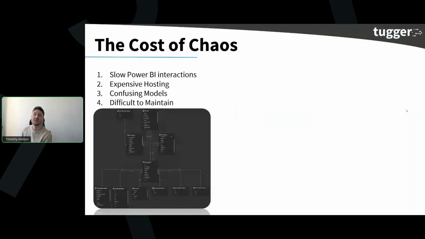Starting off with the Star Schema, I thought it'd be good as a layout to always start off with what is the problem. This is going to be my approach going forward with the webinar: problems that I've had to face and then how I resolved them. So starting off today is the cost of chaos.